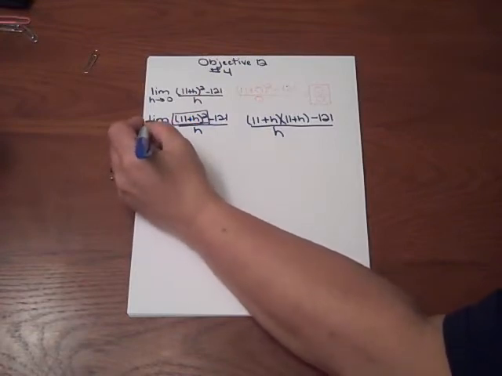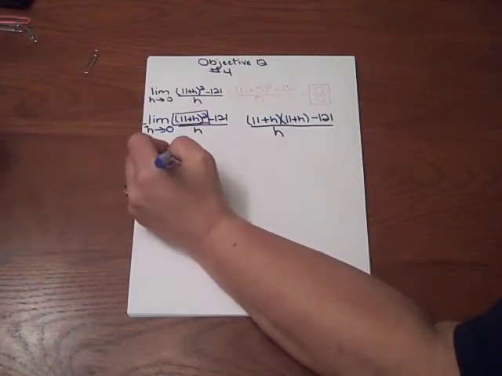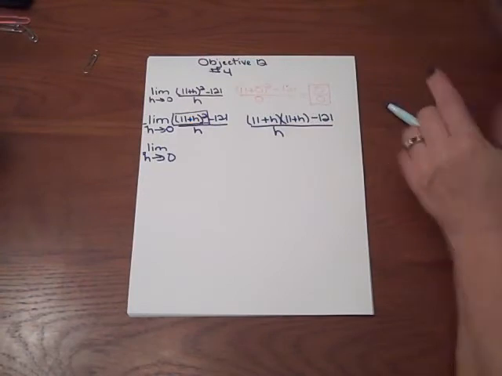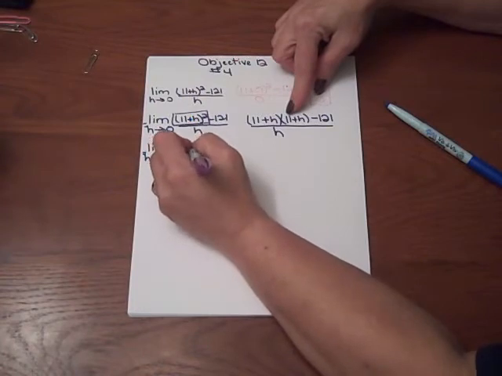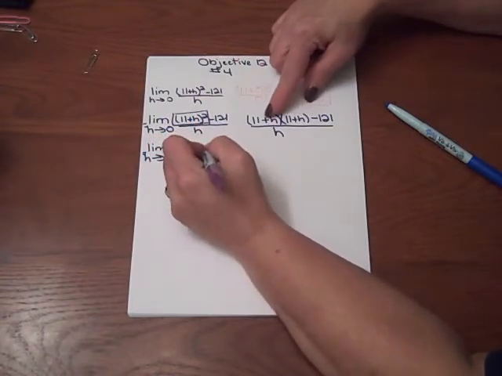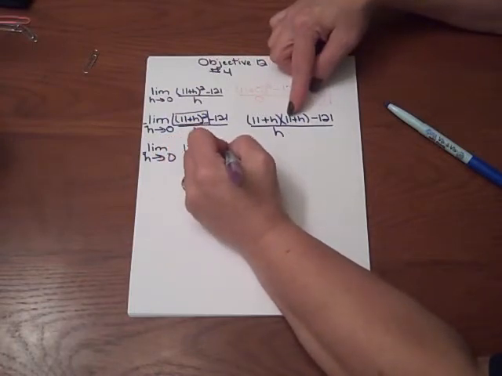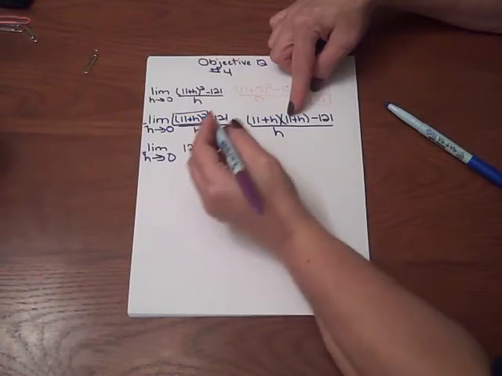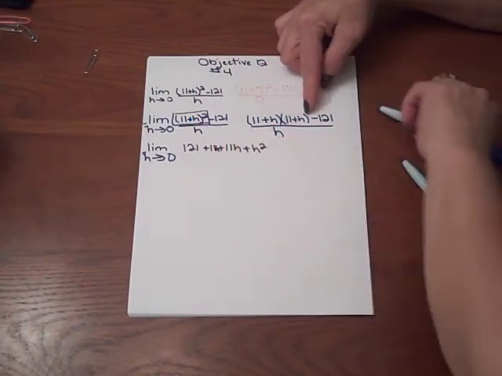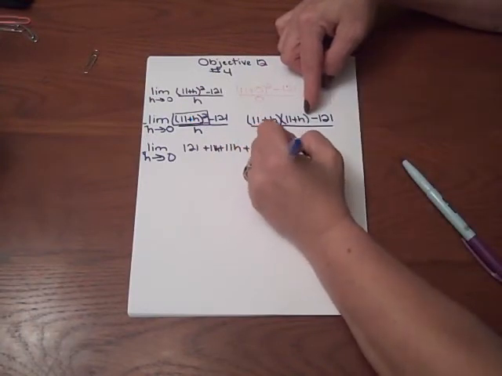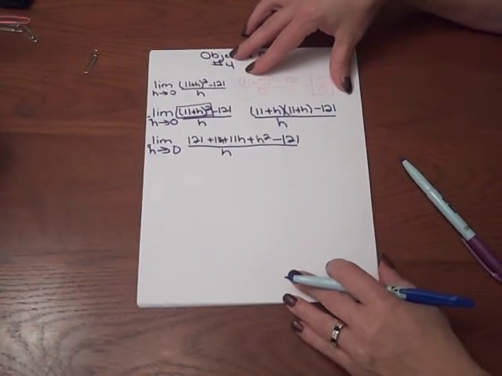And once again, the limit as h approaches 0. What's changing here is we're going to have 11 times 11, which is 121, plus 11 times h, which is 11h, plus 11 times h, which is 11h, and then plus h times h, which is h squared. Minus 121 stays the same, and of course that's over h, which also stays the same.